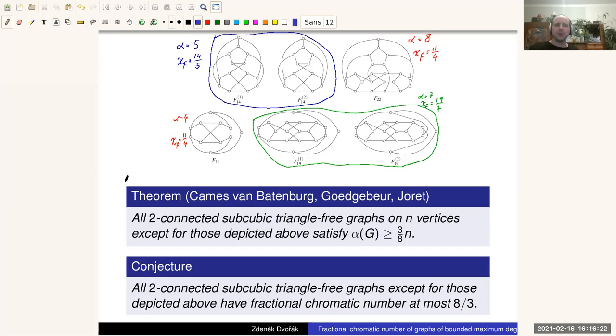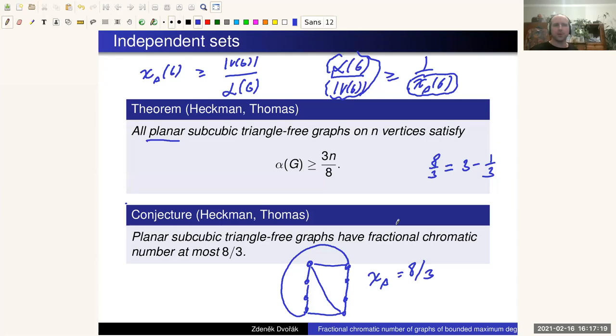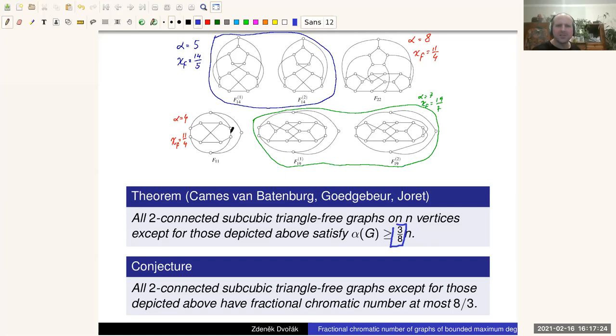This was, I guess, a year or 2 ago. Dvořák, Sereni, and Volec have proved that you can get this independence ratio 3/8 not assuming planarity, but just forbidding a couple of isolated examples. So there are these six special graphs for which the independence ratio is smaller. And if you forbid them as subgraphs, then you can get to the independence ratio 3/8. And this gives another proof of this theorem of Heckman and Thomas, because as you can observe, all of these six special graphs are non-planar, so they cannot appear in a planar graph.